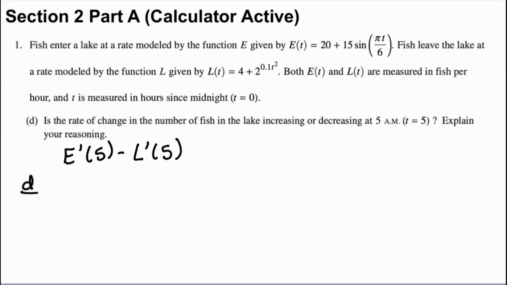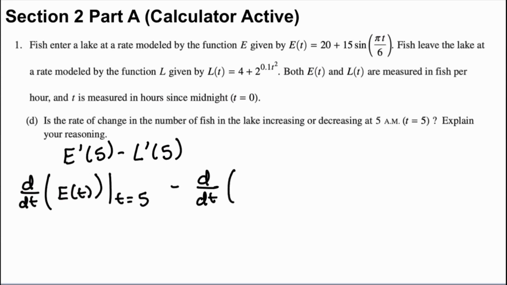So for E prime of 5, you're just going to take the derivative with respect to t of E of t when t is equal to 5. Again, you don't have to rewrite this whole expression in this portion. As long as you put in your calculator correctly, then it should be fine. Minus d/dt of L of t when t is equal to 5.